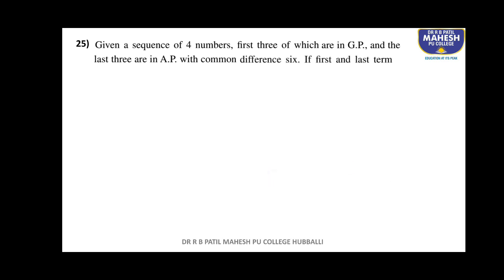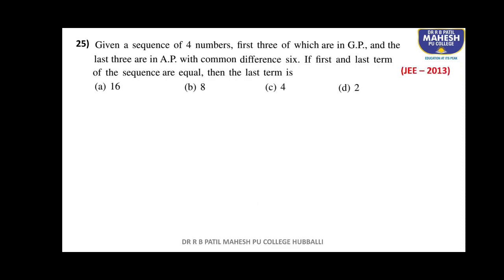Now question number 25. Given a sequence of 4 numbers, the first 3 of which are in GP and the last 3 are in AP with common difference 6. If the first and last terms of the sequence are equal, then the last term is: option A 16, option B 8, option C 4, option D 2. This question was already asked in JEE in 2013. Let us go for the solution.